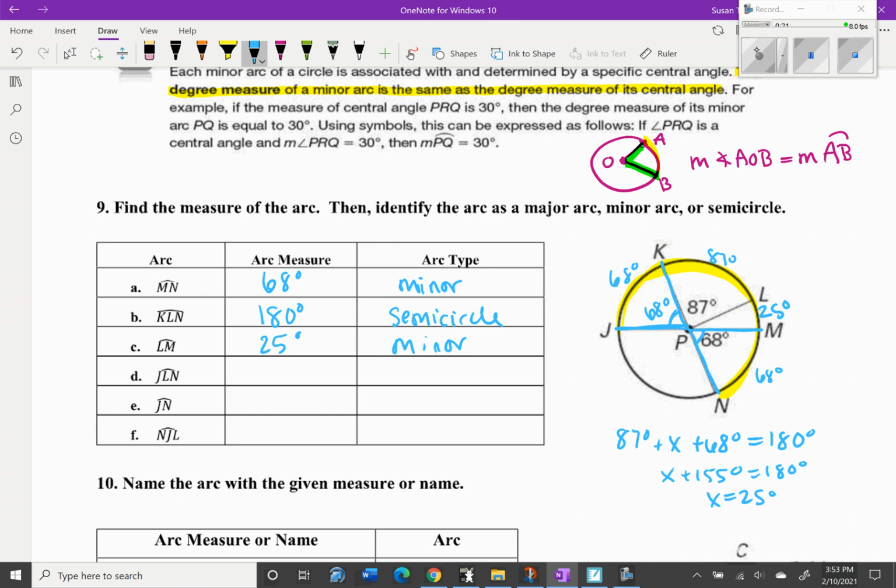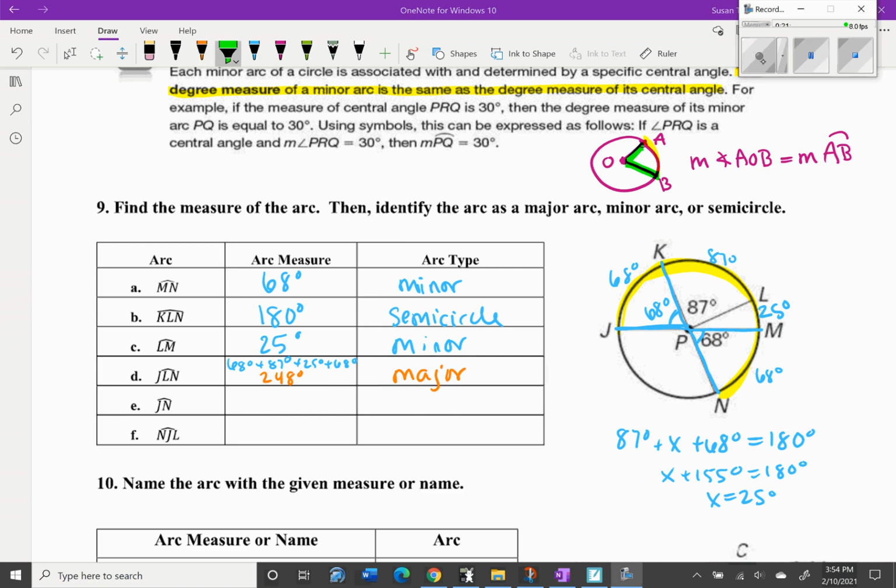So if we add up for JLN, I'm going to write it here, 68 degrees plus 87 degrees plus 25 degrees plus 68 degrees. That gives us 248 degrees, which is a major arc.